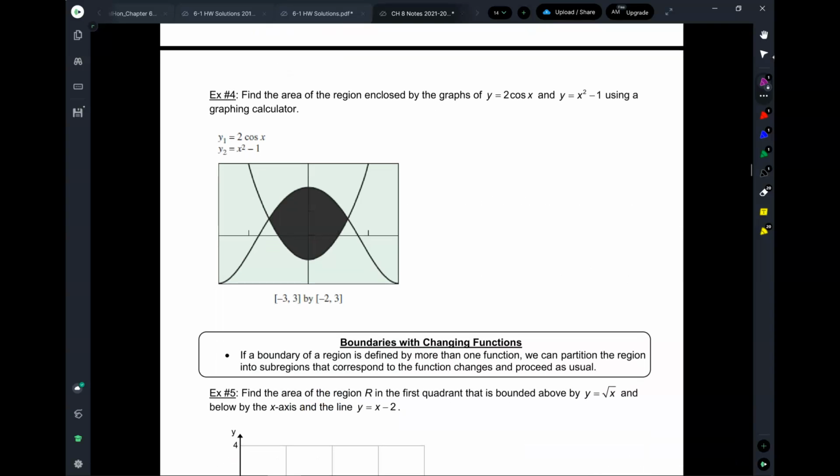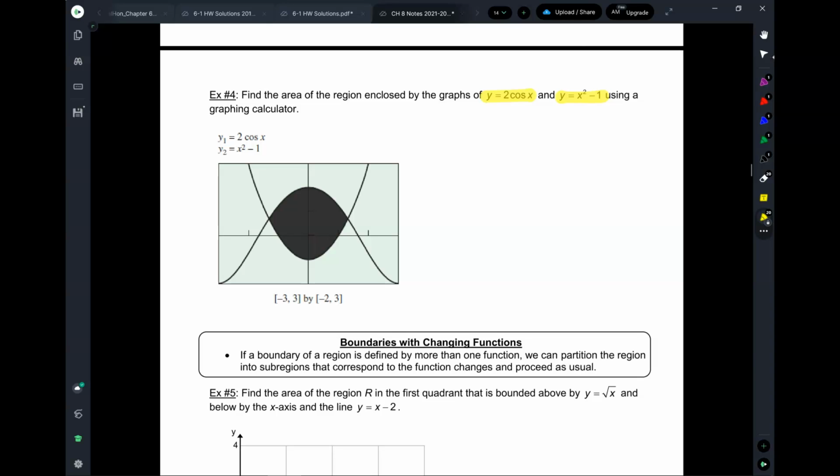This is what I was talking about as well. Find the area of the region enclosed by the graphs y equals 2 cosine x and y equals x squared minus 1. Suppose you didn't have your calculator available and somehow the points of intersection were given to you. In this problem, we have to find them using the calculator.